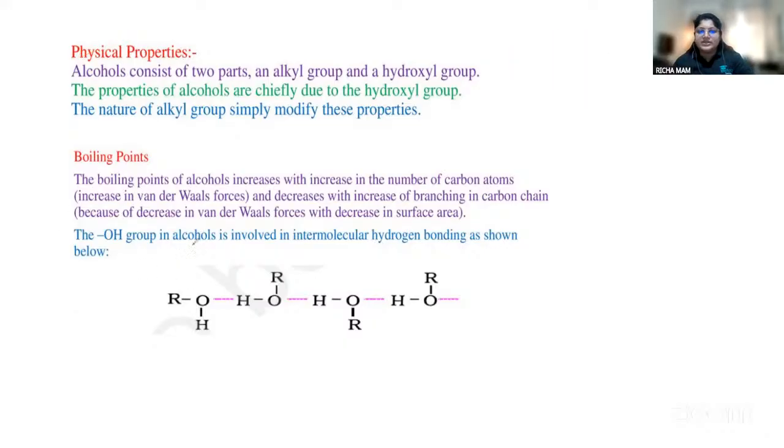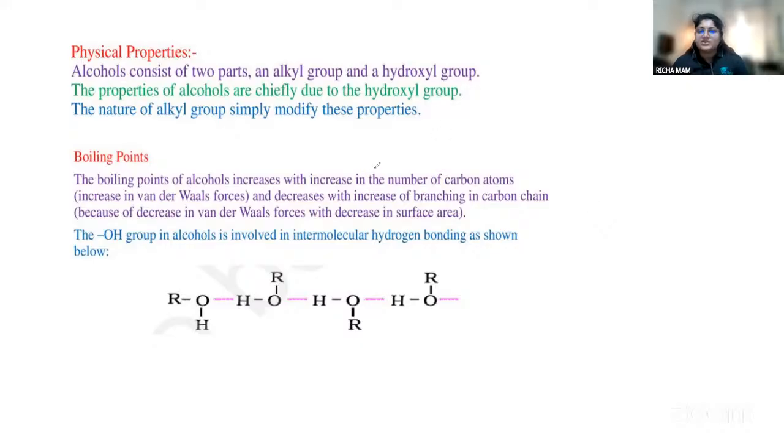In alcohols, the boiling point increases as the number of carbon atoms increases, and decreases with the increase in branching. So when you have straight chain alcohols, the boiling point will be more. When you have a branched chain, the boiling point goes on decreasing, because in a straight chain there is an increase in van der Waals forces.